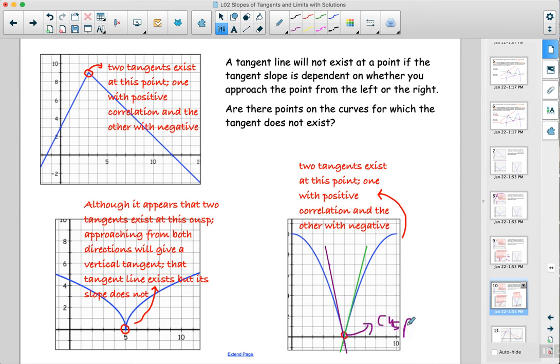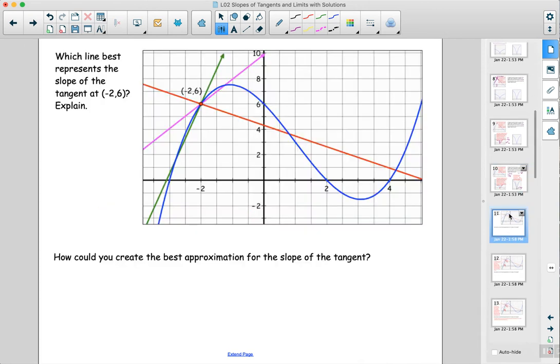So you can't draw a tangent at a cusp, nor can you draw a tangent at a corner. So no tangents at corners, no tangents at cusps. A cusp is where two curves come together. A corner is where two linear functions come together, piecewise linear, like absolute value V. All right, moving forward.